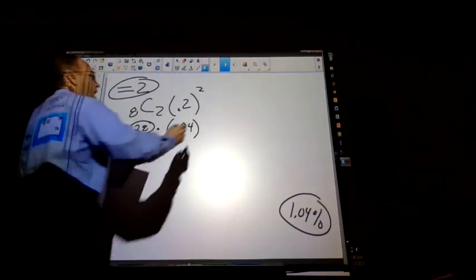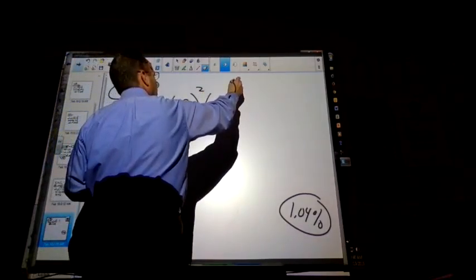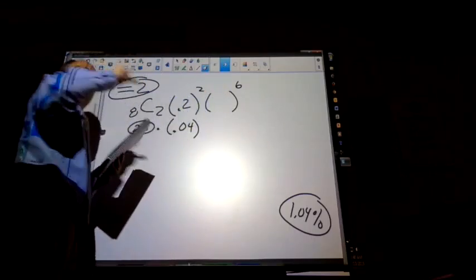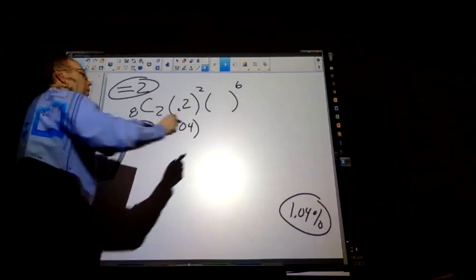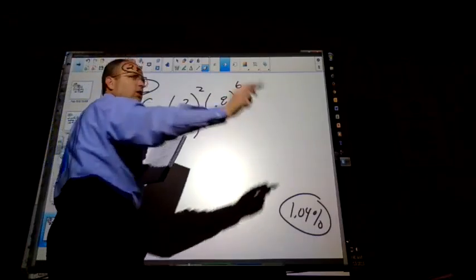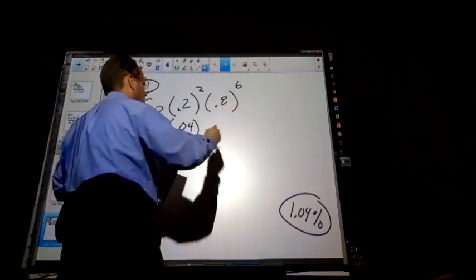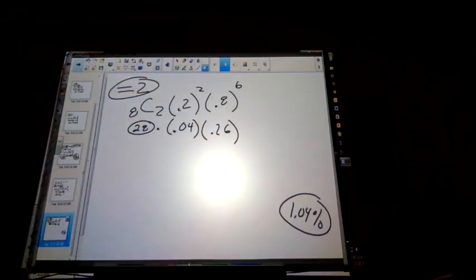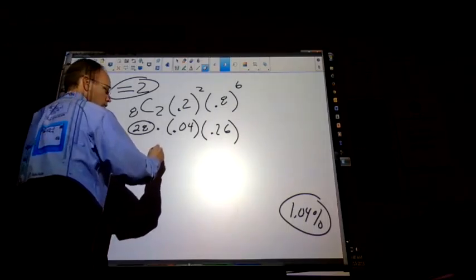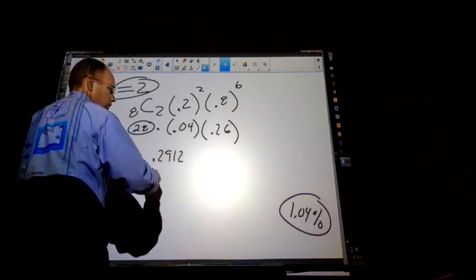How many questions are left? 6 questions left. What's the probability I get a problem wrong? 0.8. So 0.8 to the 6 is what? 0.26. All right. So 28 times 0.04 times 0.26. 0.2912.